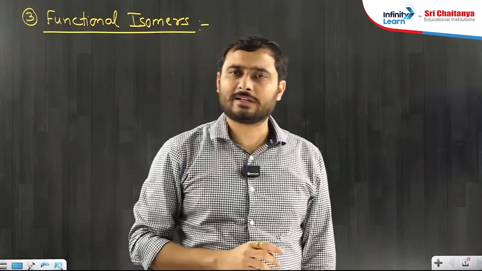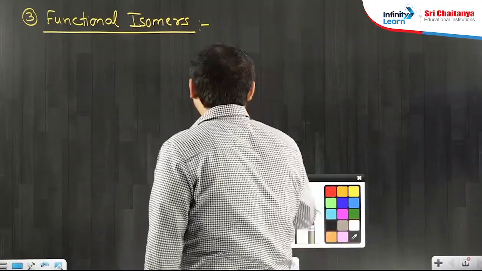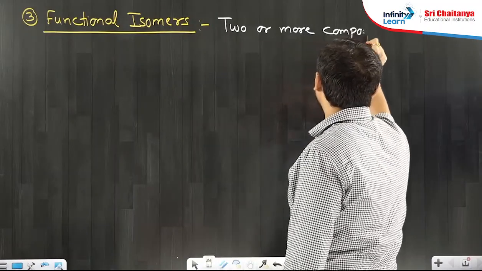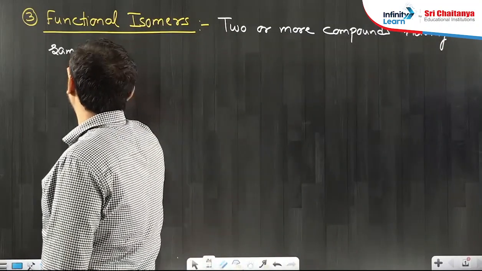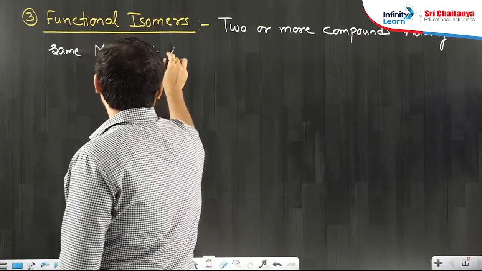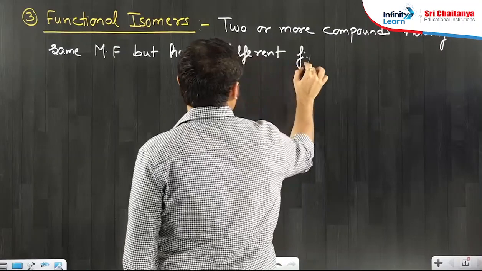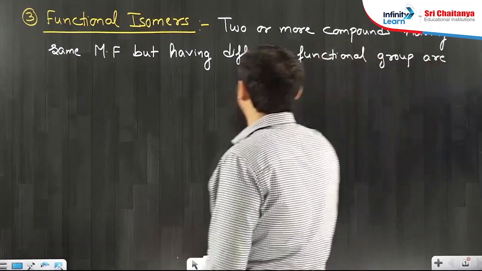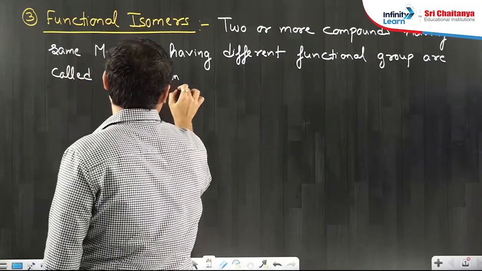Important point is two compounds having same molecular formula but having different functional group are called as functional isomers. So what is important point here? Functional group will be different. So what if we write statement, what we write? Two or more compounds having same molecular formula but having different functional group are called as functional isomers.